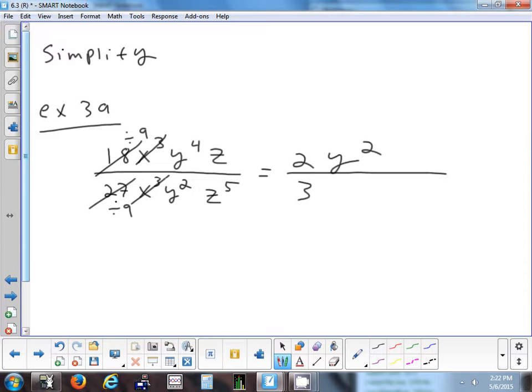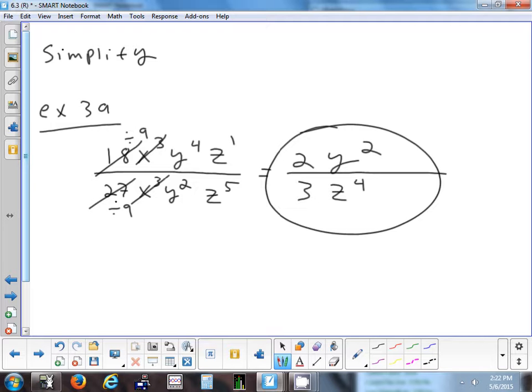Okay, last letter. Top or bottom? The last letter would be z. Z is on the bottom. What power? That's the fourth. Z to the 4th. 5 minus 1 gives you 4. He said that because that's the biggest number.